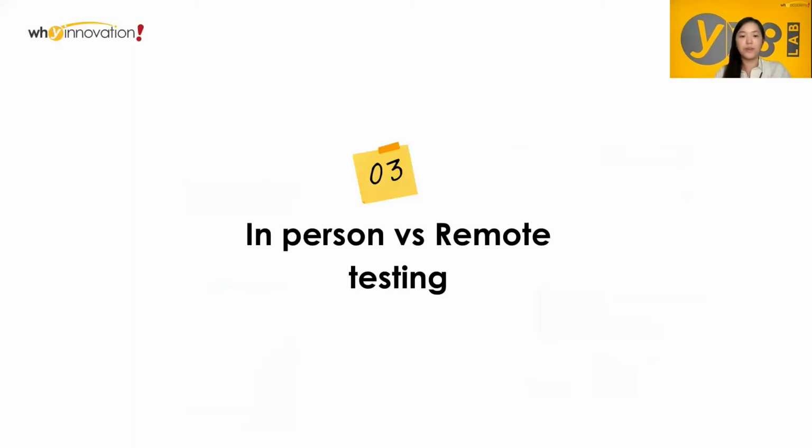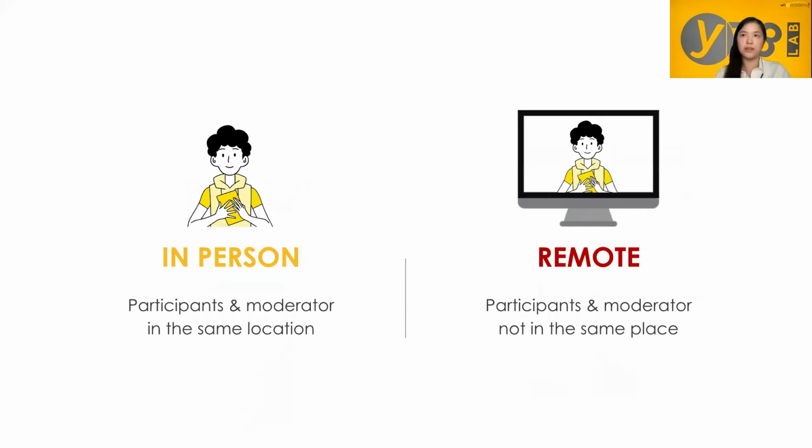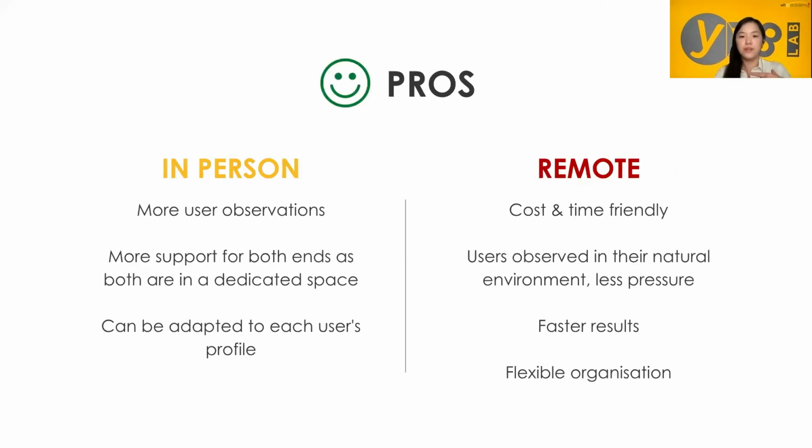So the third one, we have in-person and remote testing. In-person testing, I think this is quite obvious. The participants and moderator are in the same location, whereas with remote, we'll have to do it over a conference call or a screen recording. So it's digital, right? The pros to both sides: of course, in person, you can have more user observations and you have more support because you're there, in a dedicated space. And the test can be adapted to each of the user's profiles. When it's in person, it's easier to do that.